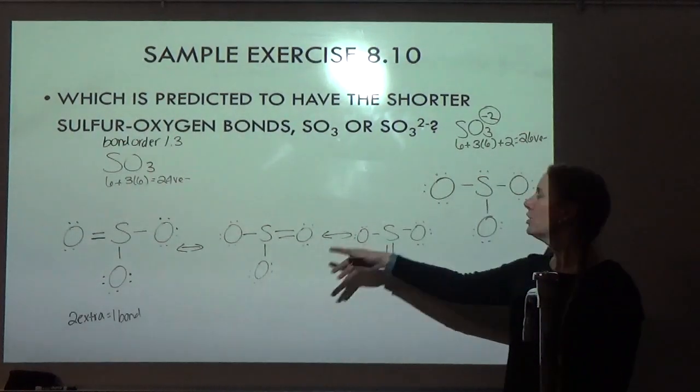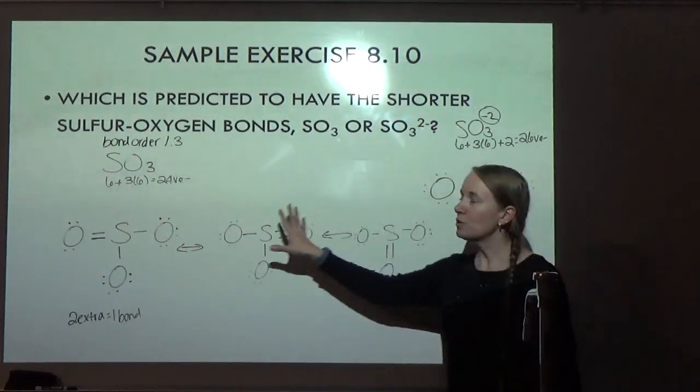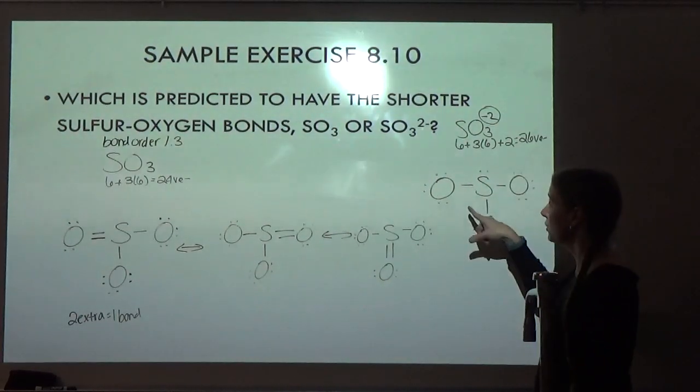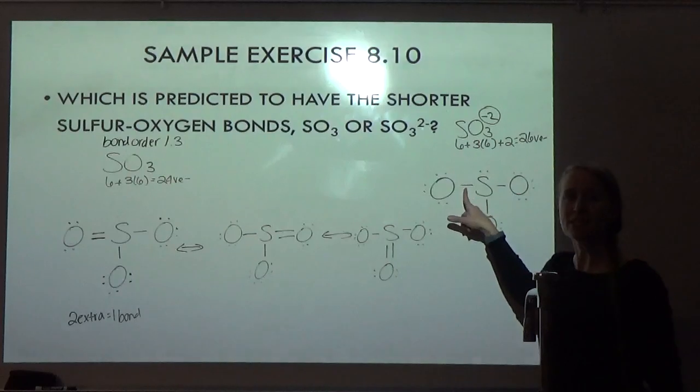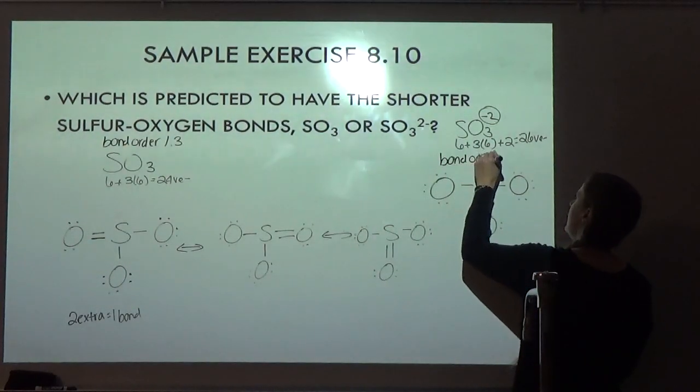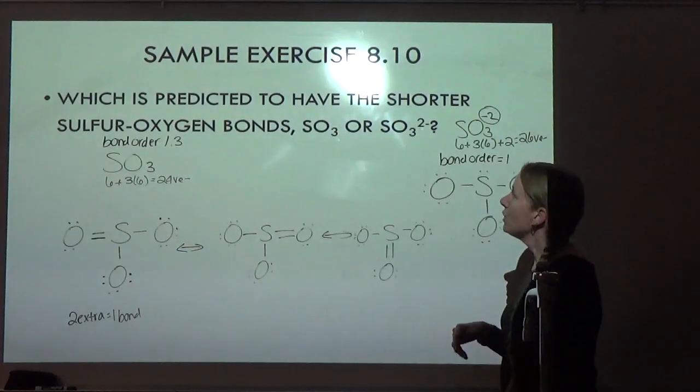Now, unlike here, when I added those two, I had too many electrons. Now, I'm allowed to have 26. So this is the structure. So in other words, this is just a single bond. So the bond order for this one is just 1.